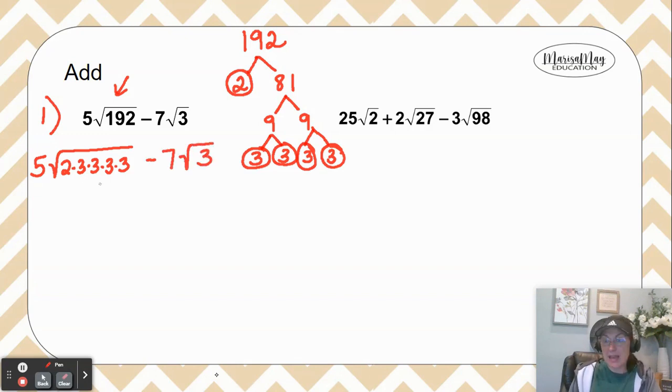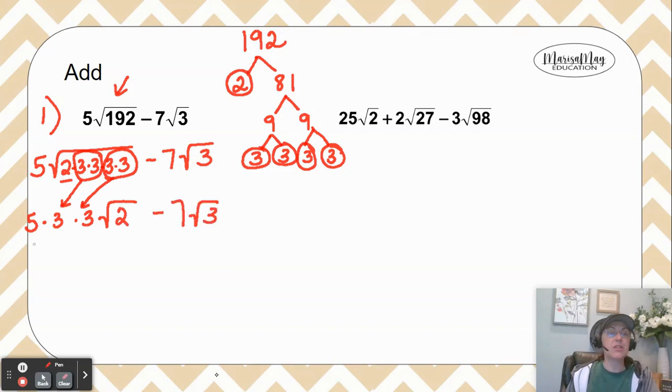And I'm looking for pairs. So I have a pair of 3s that'll be written on the outside with that 5. And I have another pair of 3s that get written on the outside. And then anything that didn't have a pair has to stay under. So that's a 2. And I still have the minus 7 square root of 3. So let's simplify these. 5 times 3 is 15. And 15 times 3 gives me 45 square root of 2 minus 7 square root of 3. And I'm done. That's all I can do.